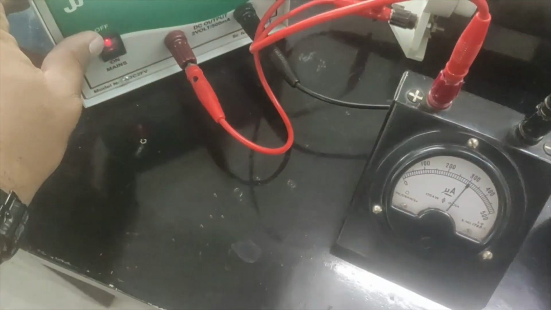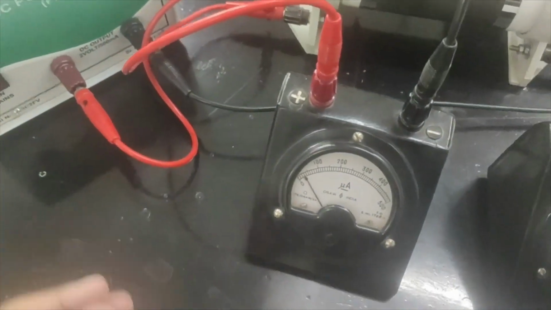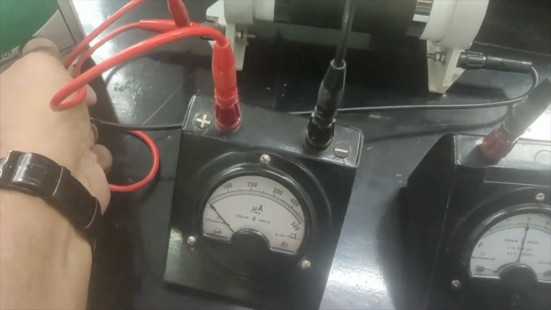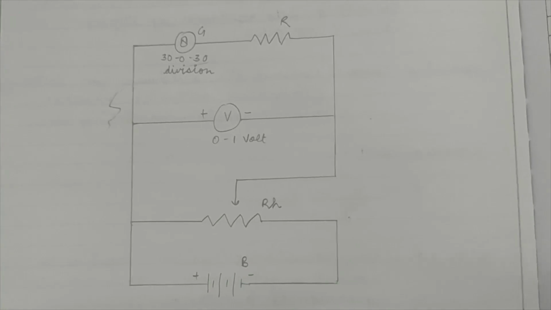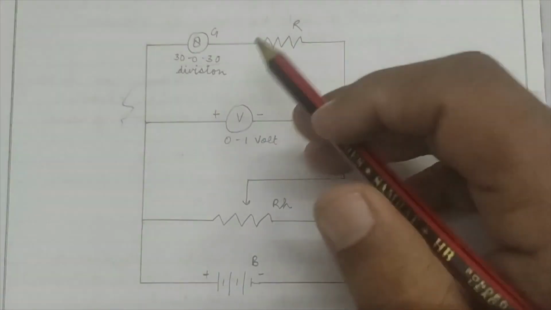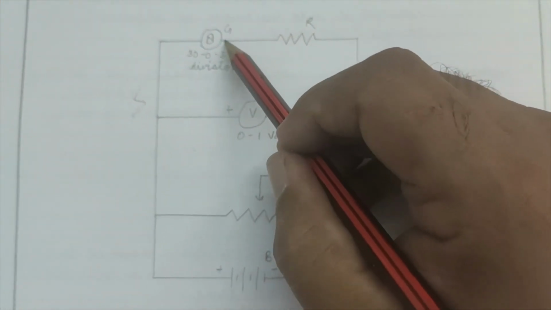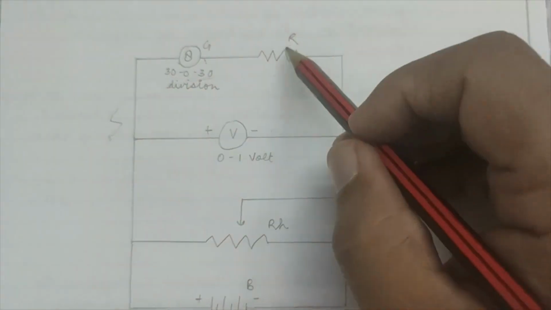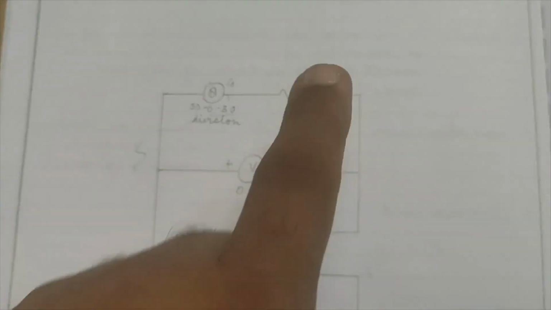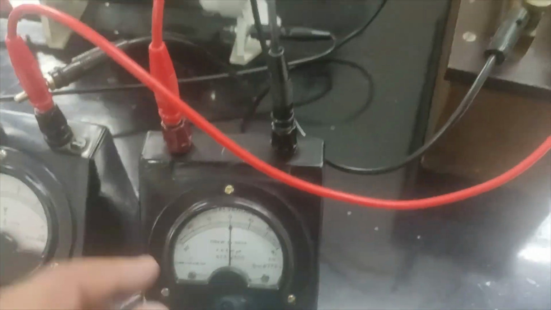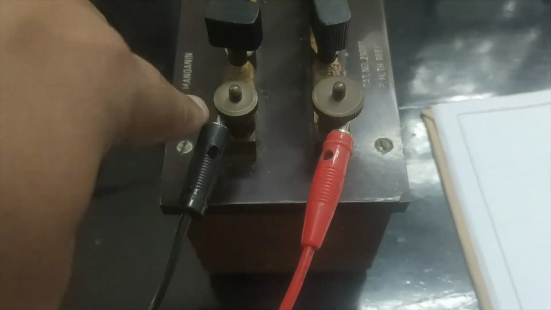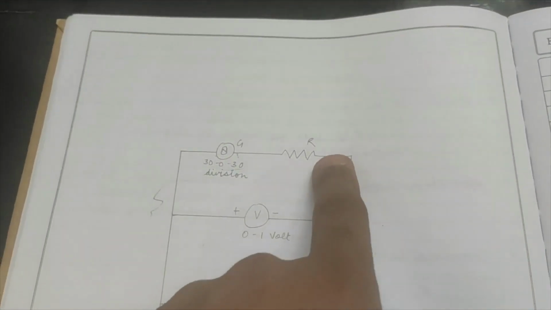First, switch off the battery eliminator and disconnect everything. Now you see the connection of this circuit. We have these two terminals of the galvanometer. One terminal of the galvanometer goes to the resistance which we have calculated. For this R we are using the resistance box here. So this is my galvanometer, and I have taken one terminal of the galvanometer to the resistance box.